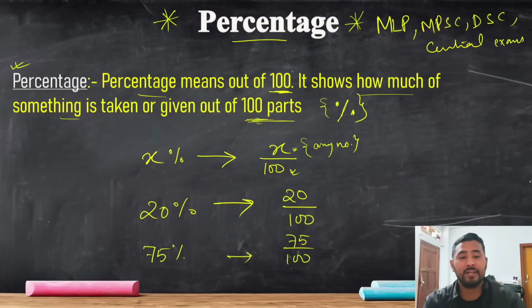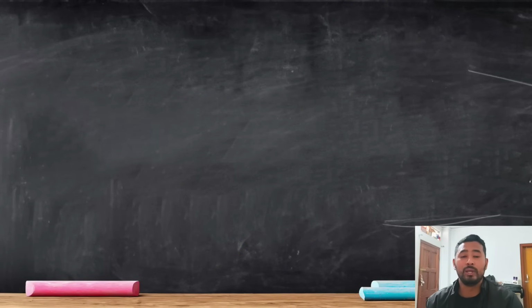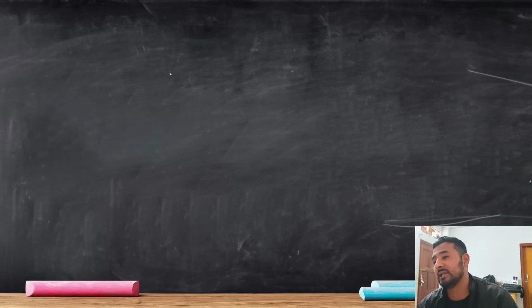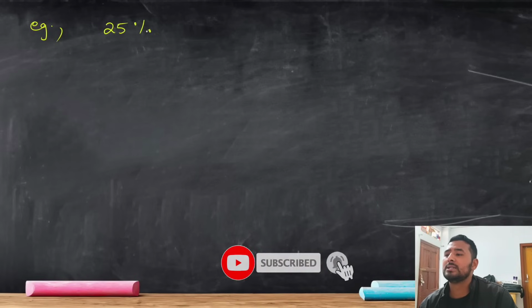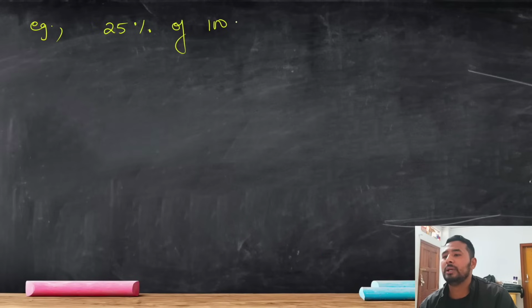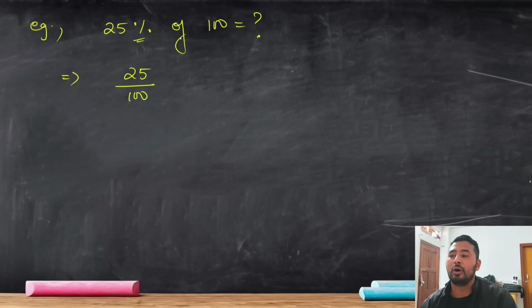Now let us see different types of percentage questions and how we can calculate them. Suppose I give you, for example, a simplification: 25% of 100 will be equal to how much? How will you do it? Like I said, percentage means out of 100, right? So 25 out of 100, and "of" means multiply. See, 100 cancels with 100. You'll get 25 into 1, which is 25.